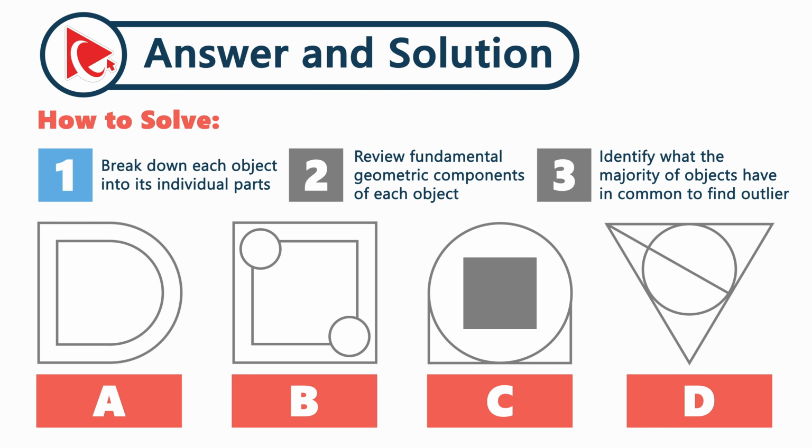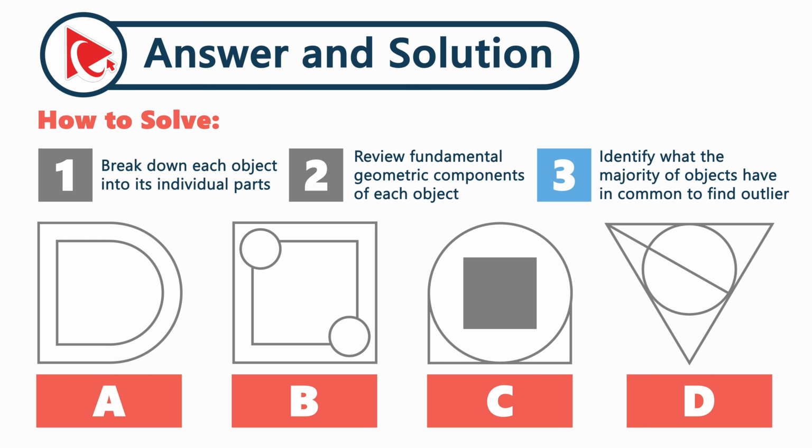As you can see, each object consists of fundamental geometrical components. We see circles, we see squares, and we see triangles. For example, object B has 2 squares and 2 circles. Object C has a square and a circle. And object D has a triangle and a circle.